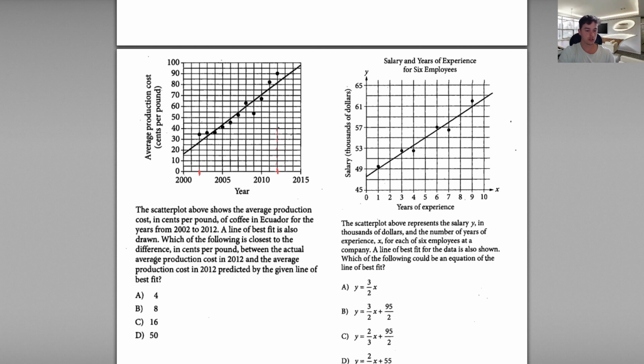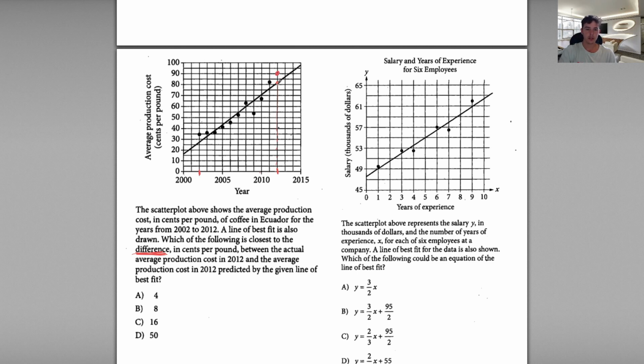Which of the following is closest to the difference? So the difference, so that's the question, is in cents per pound between the actual average production cost in 2012 and the average production cost in 2012 predicted by the given line of best fit. So this is 2010, 2011, 2012. So here's the value predicted by the line of best fit. Here's the actual value.